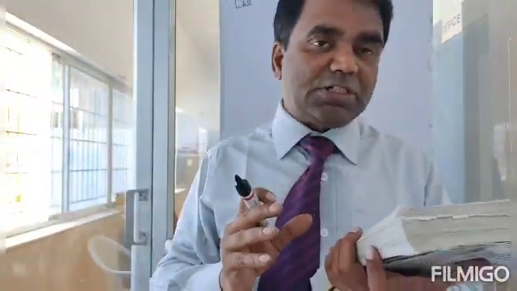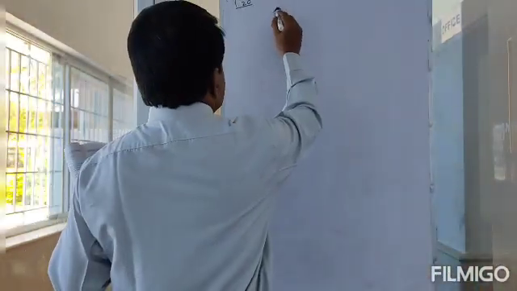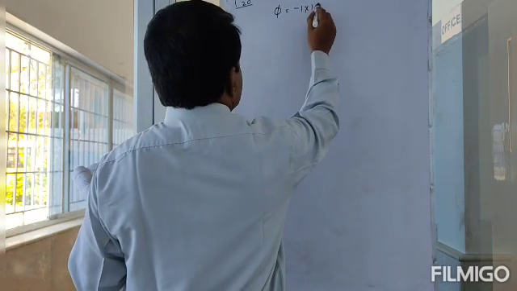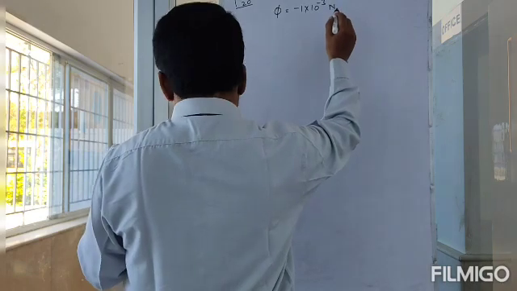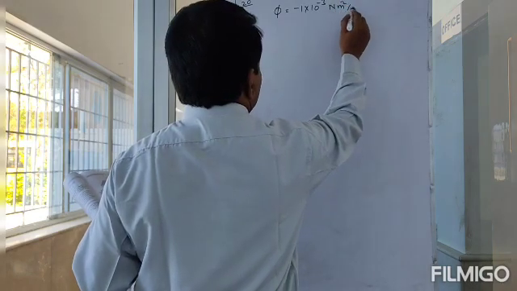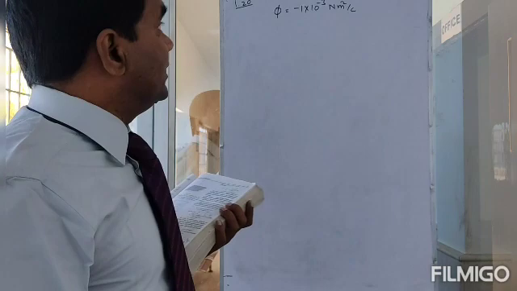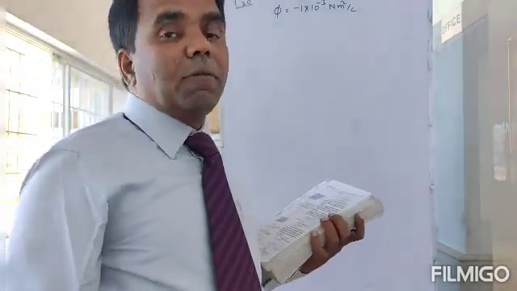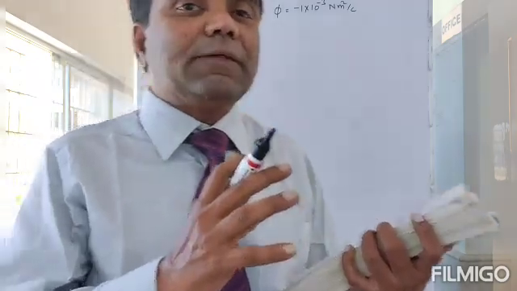A point charge causes an electric flux of minus 1 into 10 power 3 Newton meter square per coulomb to pass through a spherical Gaussian surface of 10 centimeter radius. Okay, so the flux is equal to minus 1 into 10 power minus 3 Newton meter square per coulomb. So this is the flux. What will happen if I double the radius of the surface?